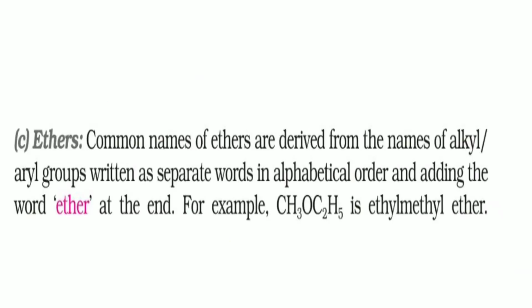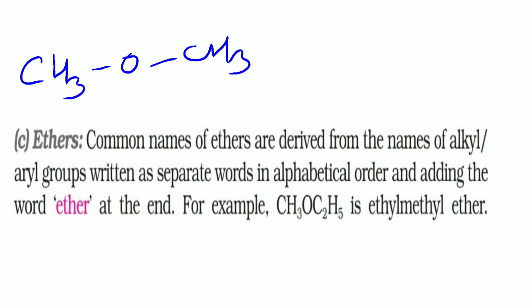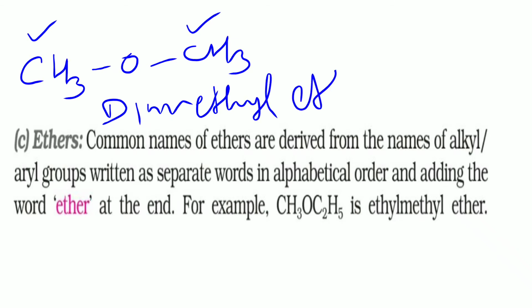Let's talk about the next one, that is ether. Common names of ethers are derived from the names of the alkyl or aryl groups, written as separate words in alphabetical order, and adding the word ether. Say for example CH3OCH3. You can see this is methyl, this is methyl, so it is dimethyl ether.